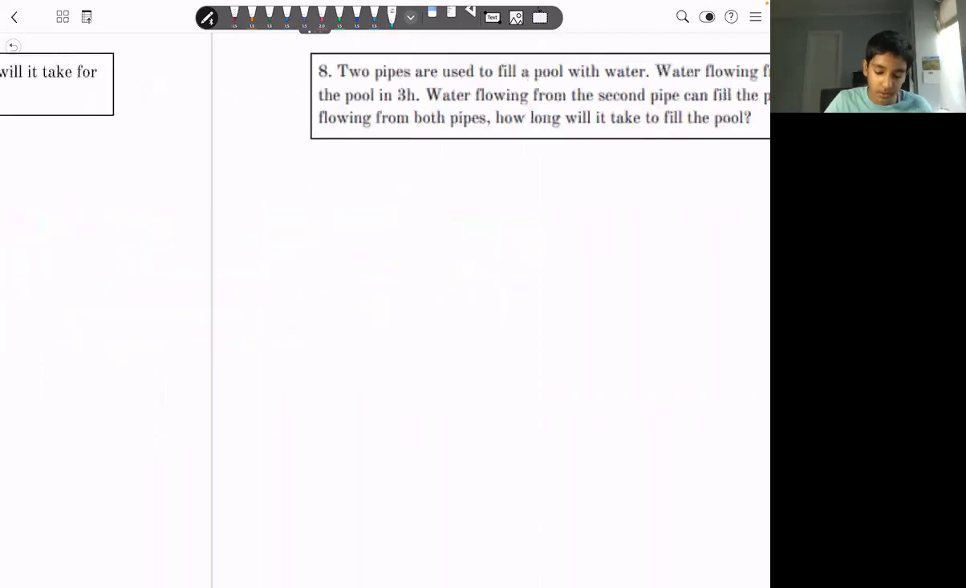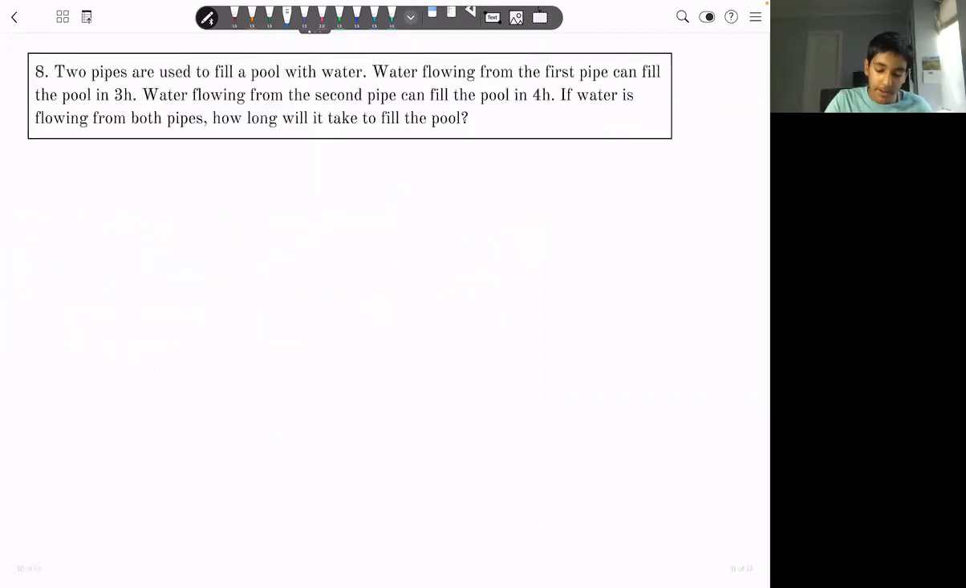Let's move on now. Two pipes are used to fill a pool with water. Water flowing through the first pipe can fill the pool in 3 hours, the second pipe in 4 hours. How long will it take to fill the pool with water flowing from both pipes together? So again, here's the same type of idea. We did a very similar problem, so try to solve this on your own again.